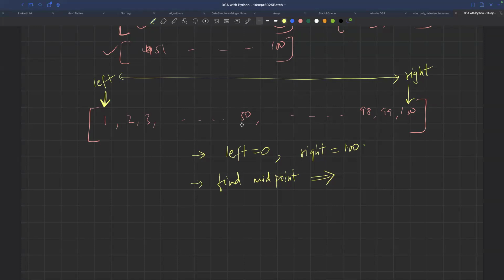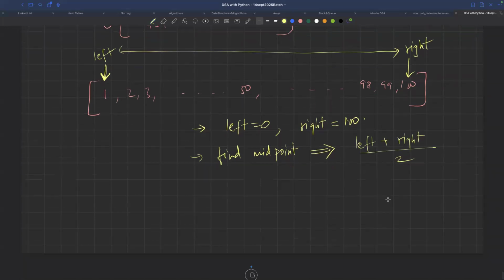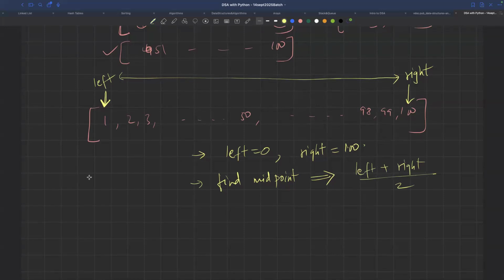What is the midpoint? Left plus right by 2, correct? Left plus right by 2. That will be our midpoint. Okay. After that, once we have found the midpoint, then what will we do? We will compare target with midpoint.